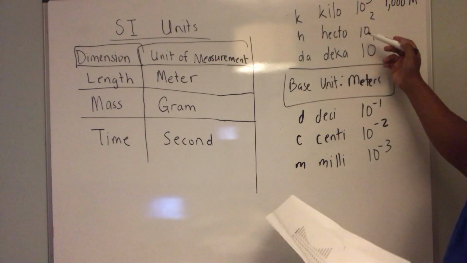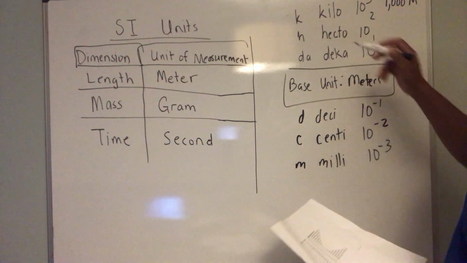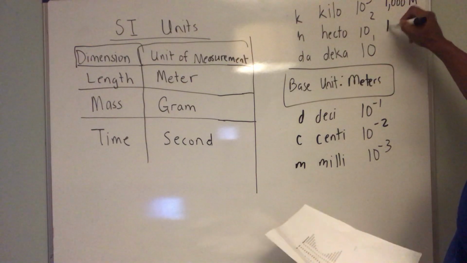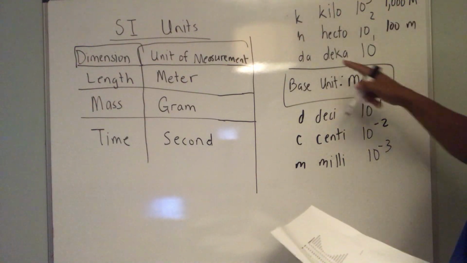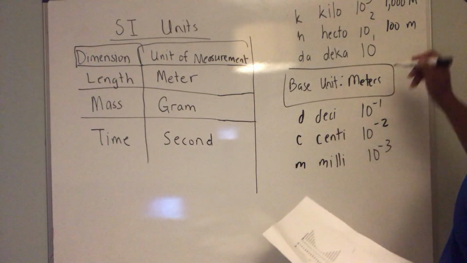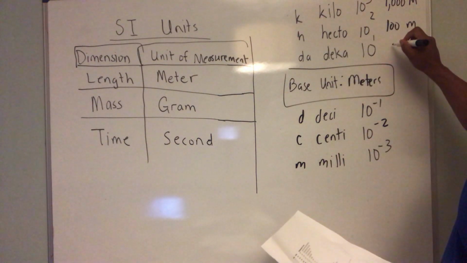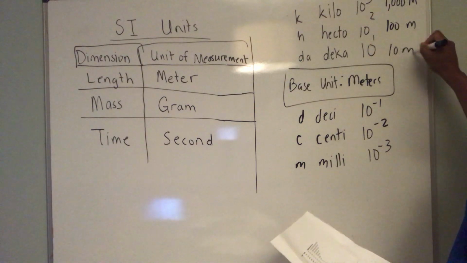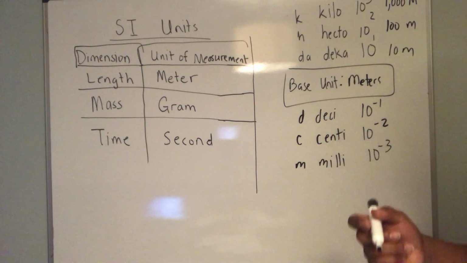1 hectometer, what's 10 times 10? 100. So 1 hectometer would be 100 meters. Deca is just 10 to the 1, which is what? 10. So a decameter is just 10 meters. Now down here, it's a little bit different.